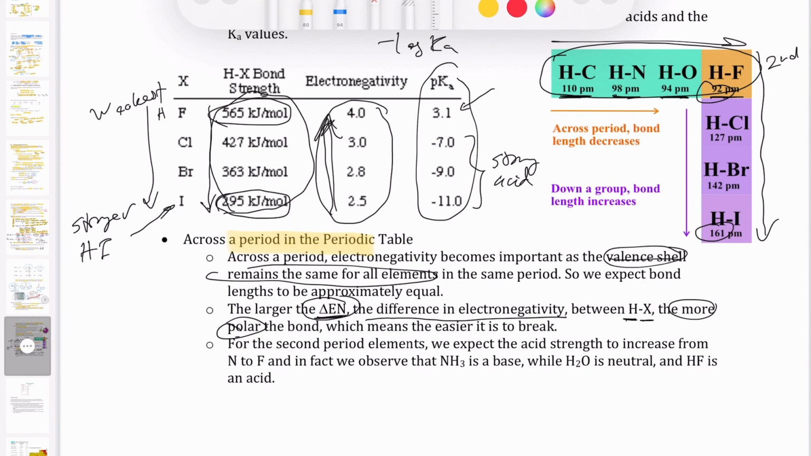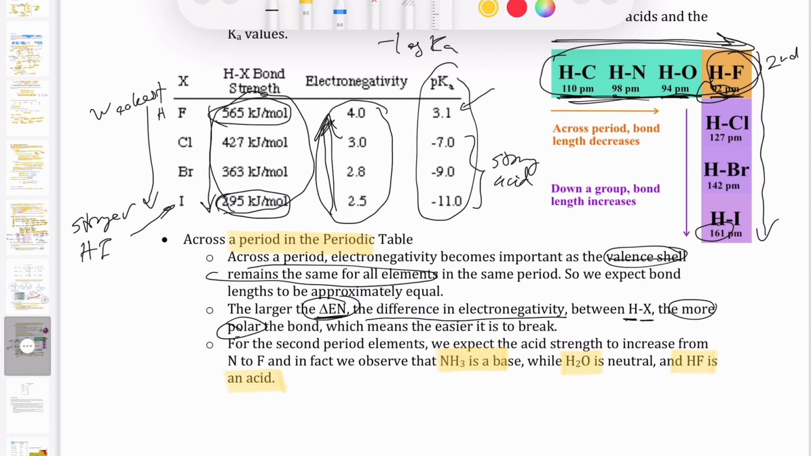So when we go left to right, electronegativity increases, so we would expect HF to be the strongest acid in this group as you go from left to right. And of course, that is indeed the case because NH3 is actually not even an acid, it's a base. H2O, which is when H is bonded to O, it's not an acid or a base, it's just a neutral compound, and then HF is the only acid in that whole group. Okay, so in fact, when we go left to right, we see acid strength increases.